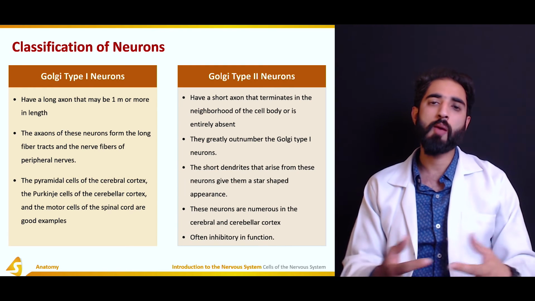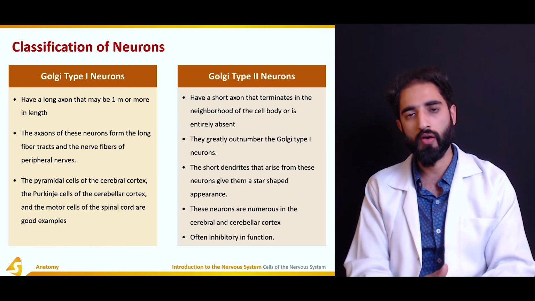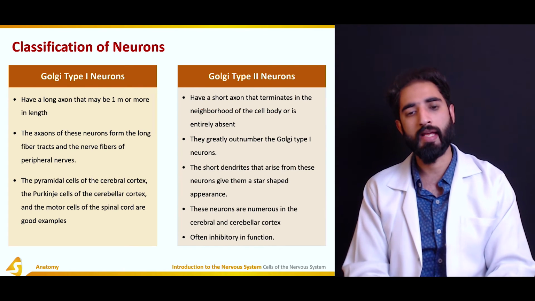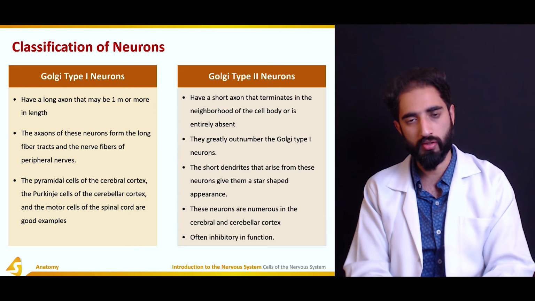Examples of Golgi type 1 neurons include the pyramidal cells of the cerebral cortex, the Purkinje cells of the cerebellar cortex, and the motor cells of the spinal cord, which is, for example, the alpha motor neuron.